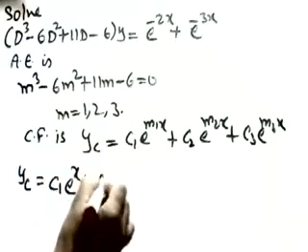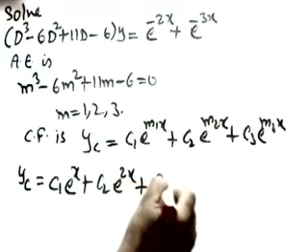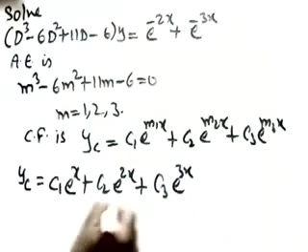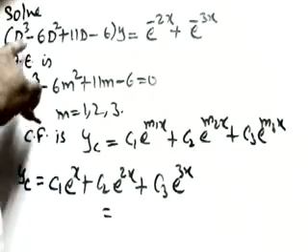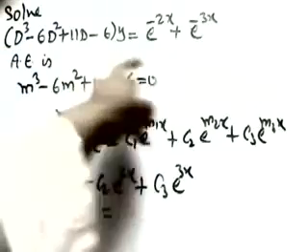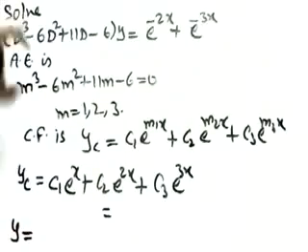C1 e power m1 is 1, 1 into x will be x, plus c2 e power m2 is 2, 2 into x is 2x, plus c3 e power 3 into x is 3x. So we got the complementary function. Now for the particular integral, we have to bring d to the other side. So what is left here?